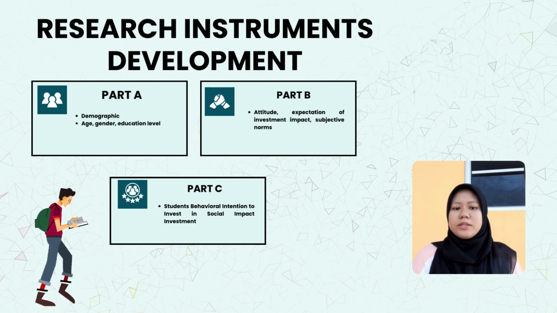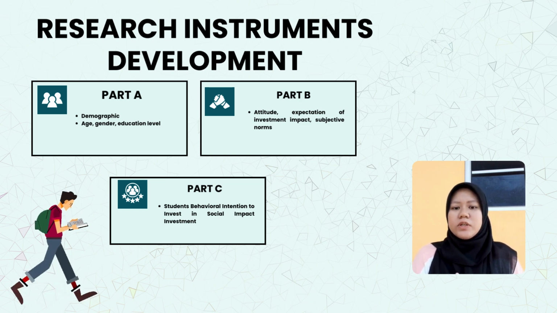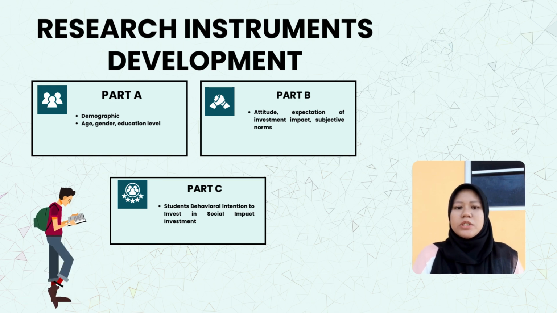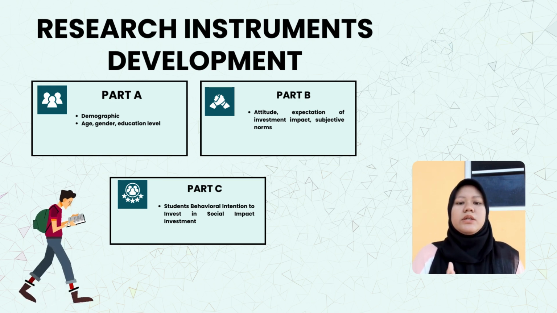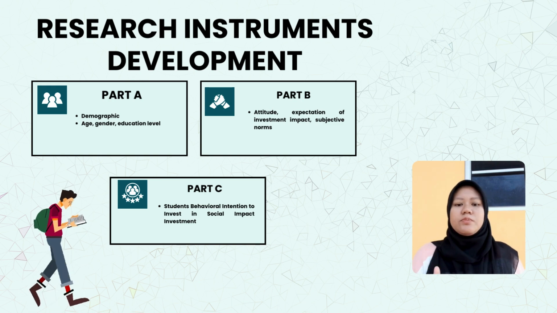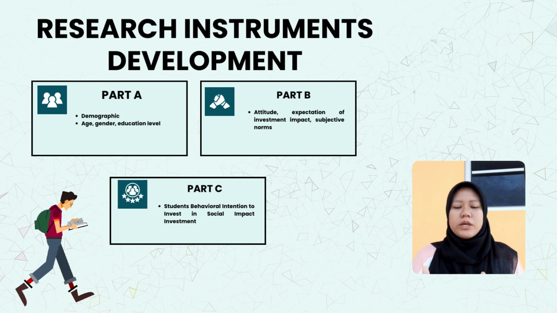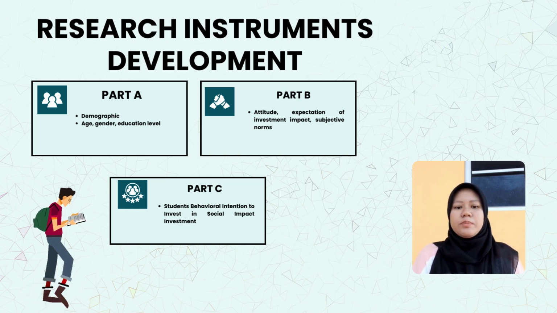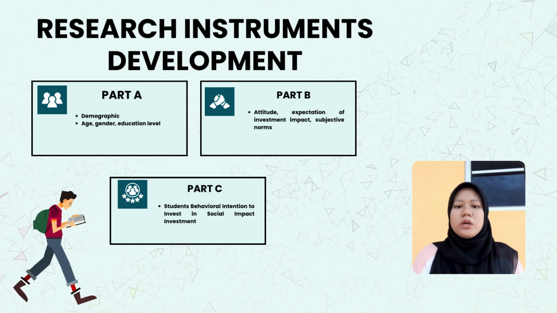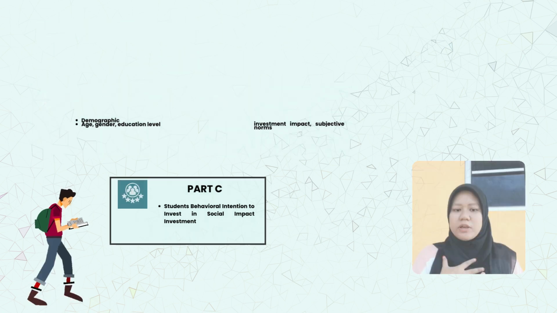Next is Part C, which focuses on the DV or dependent variable, which is student readiness to invest in social impact investments. This part likewise uses the 5-point Likert scale approach for data collection. The questions for this part have 3 questions only. For example, investing in social impact investment grows my savings.